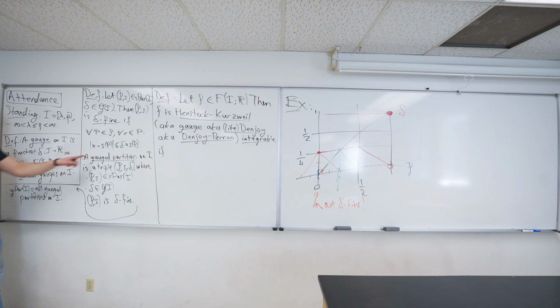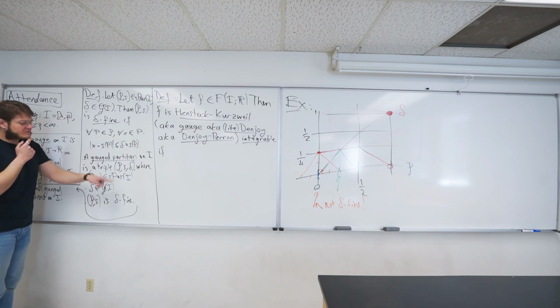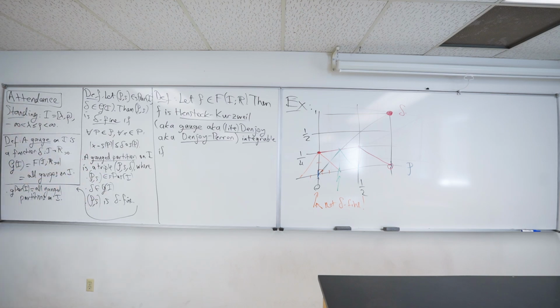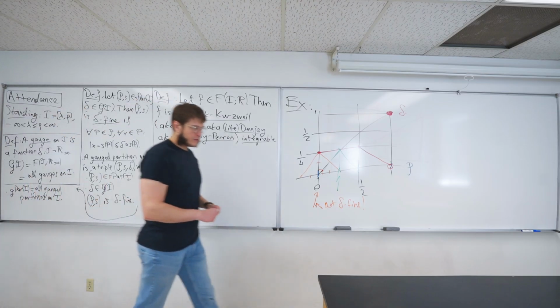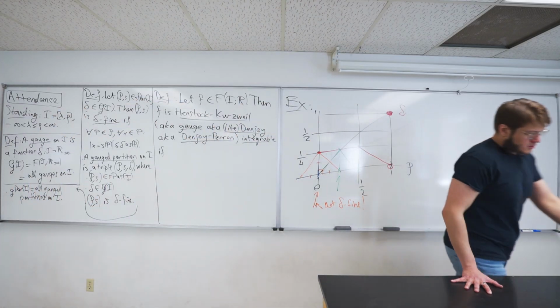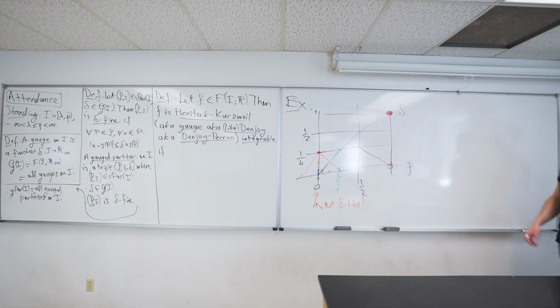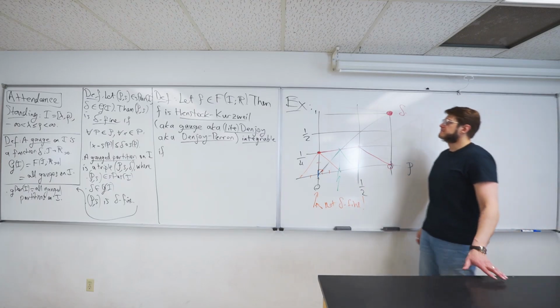Okay, and then a gauged partition, I'm not going to use this in this class, but in the next problem set, probably you're going to see it, is a triple (P_S, delta), where P_S is a sampled partition, delta is a gauge, and P_S is delta fine. Okay. So now we can define this more complicated integration.